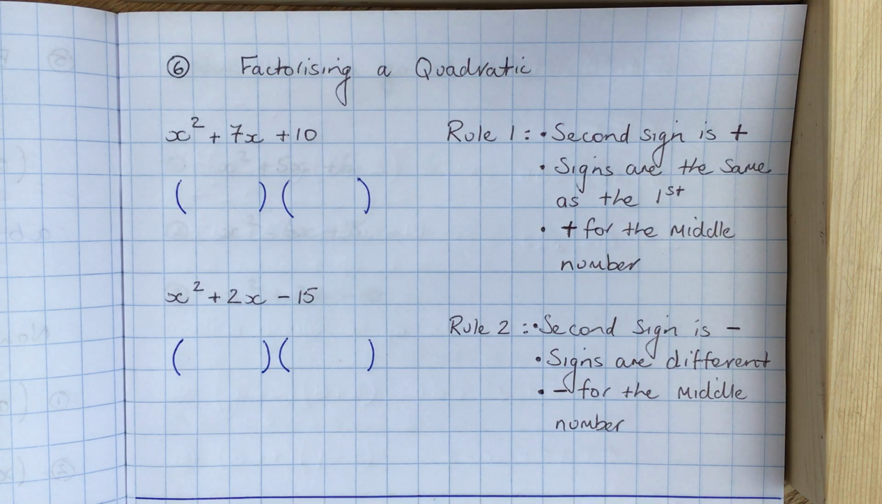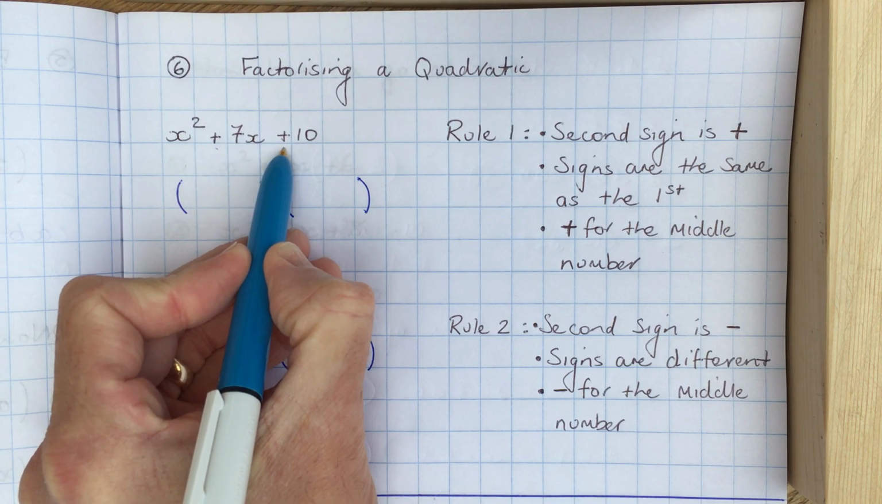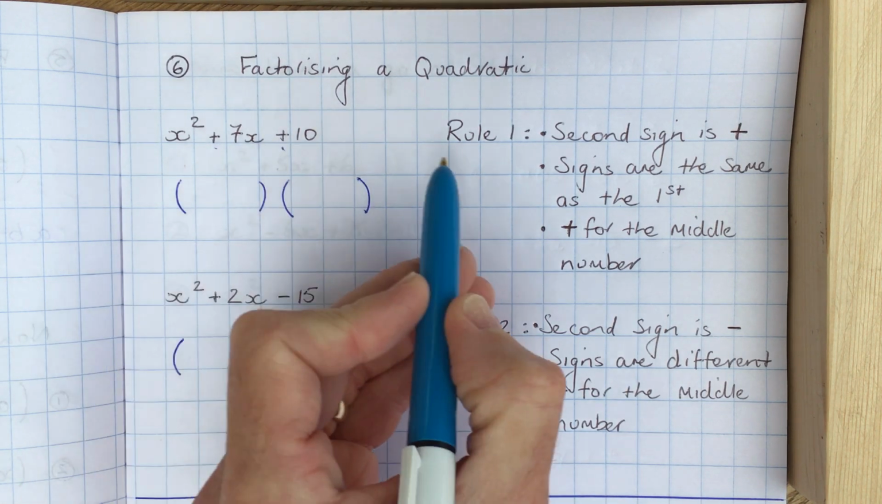Now, there are loads of different ways that this can be taught, but I like to use these two rules here. So rule number 1, if the second sign is add, the signs must be the same as the first, and you add for the middle number. And rule number 2 is if the second sign is take away, the signs are different and you subtract from the middle number. So if we look at the first example here, you can see that the second sign is an add. The first sign here, second sign here. So we know that we're using rule number 1.